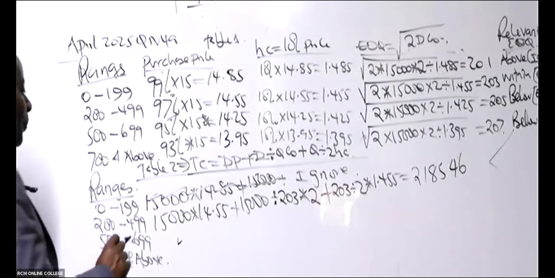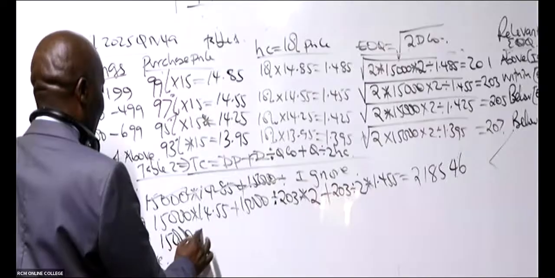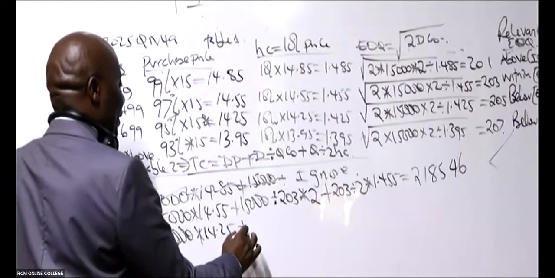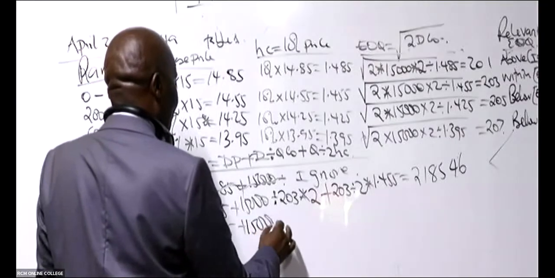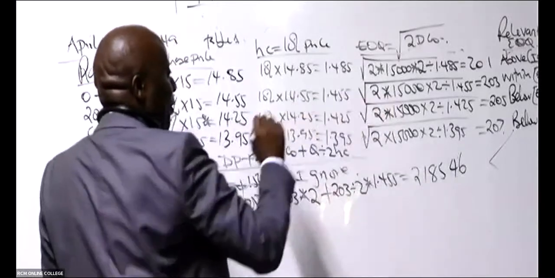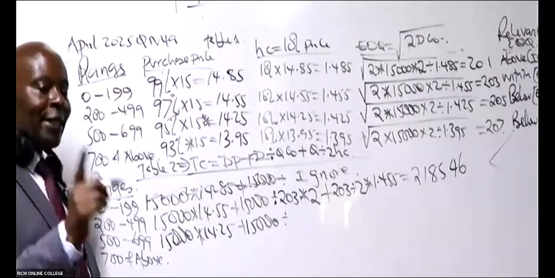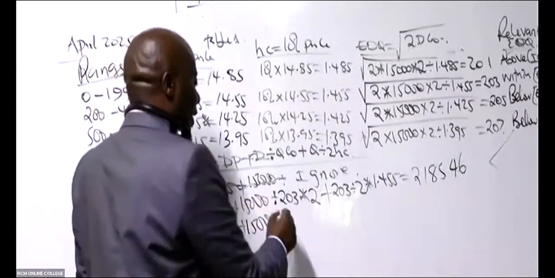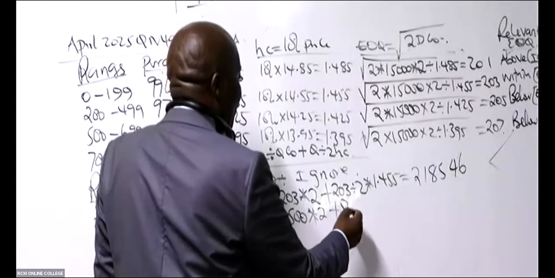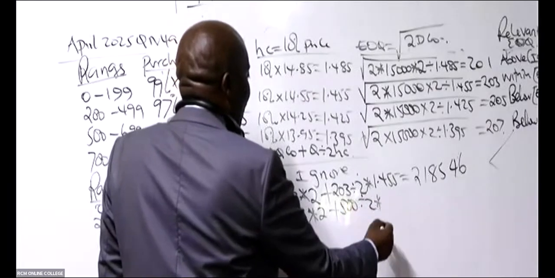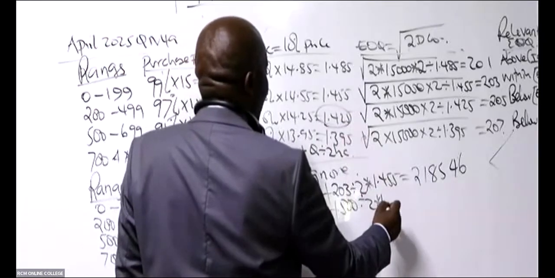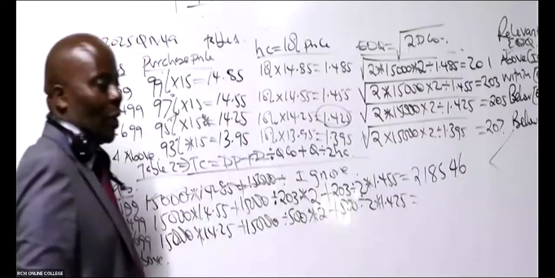So the next class: 15,000 times the third class price, 14.25, plus in this case the annual demand divided by the third quantity. The third quantity is 500, times the CO, which is 2, plus 500 divided by 2 times the holding cost per unit for the third class, 1.425, which will end up giving me what figure?